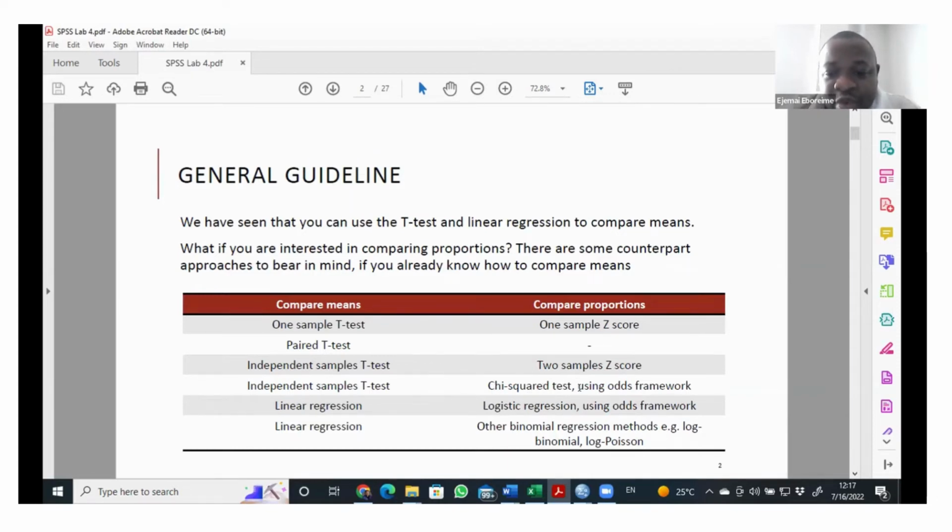You can also run chi-square tests, and for linear regression, you have logistic regression being analogous to it.